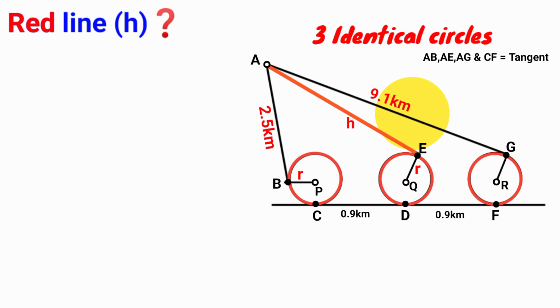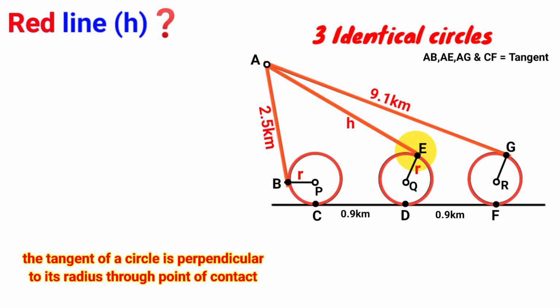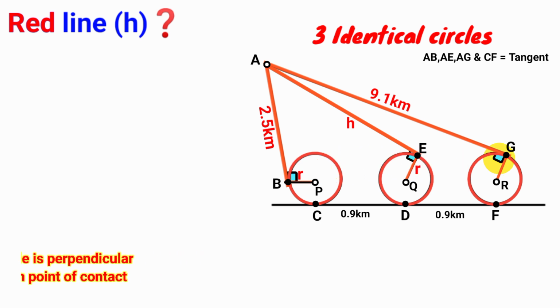Now don't forget, this line is a tangent to this circle at this point. This is also a tangent to this circle at this point. The same is for this line. It is also a tangent at this point. From circle theory, there is a rule that the tangent of a circle is perpendicular to its radius through the point of contact. That is, this tangent is perpendicular to this radius at this point. This is also perpendicular to this radius, and this is also perpendicular to this. So therefore, this angle, this and this are right angles.